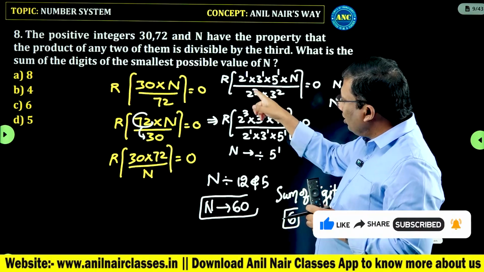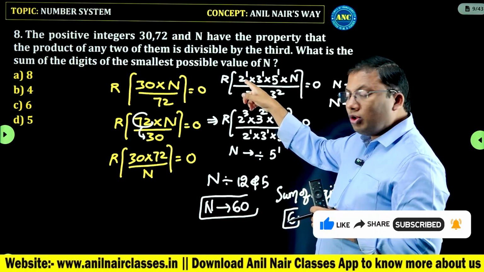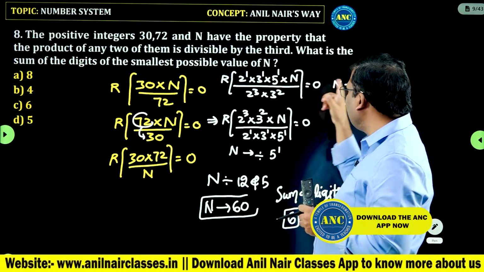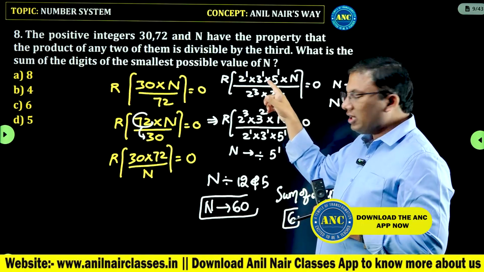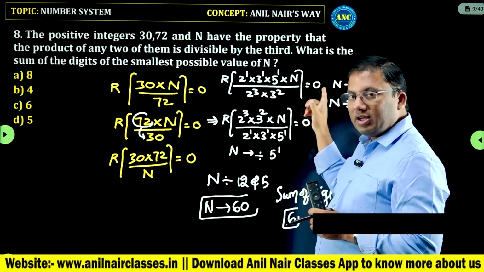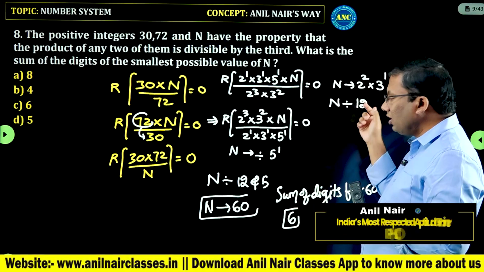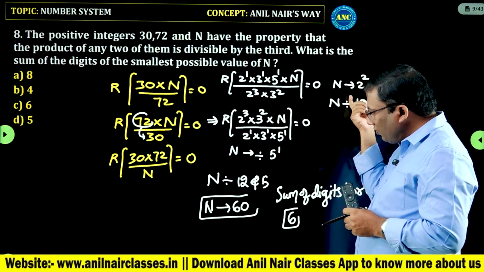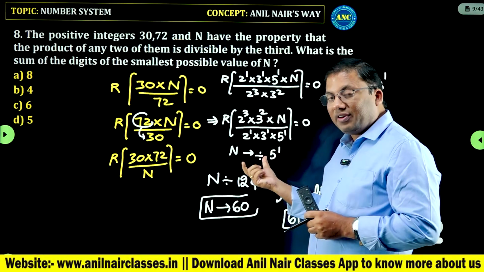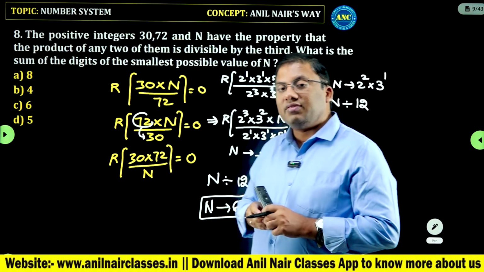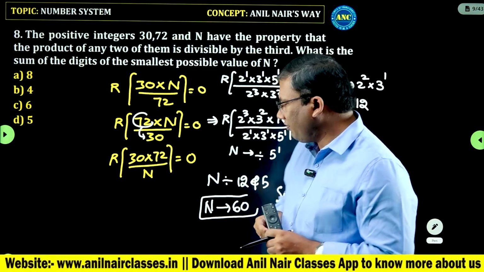Here 2 power 3 is there, but only 2 power 1 is there in the numerator. That means n should have another 2 squared. Here 3 power 1 is there, so n should have another 3 power 1. 2 squared into 3 is 12, so n should be divisible by 12 and by 5. What is the number that is divisible by both 12 and 5?